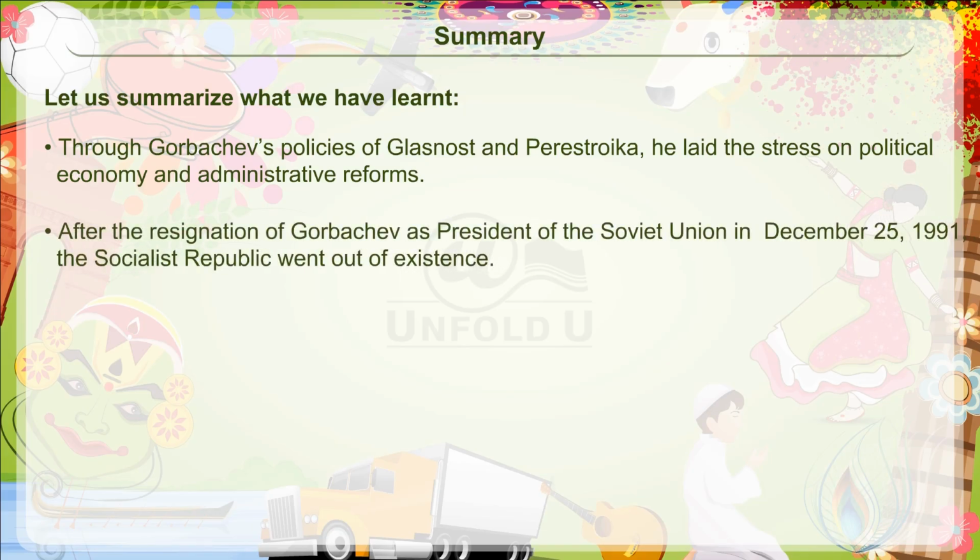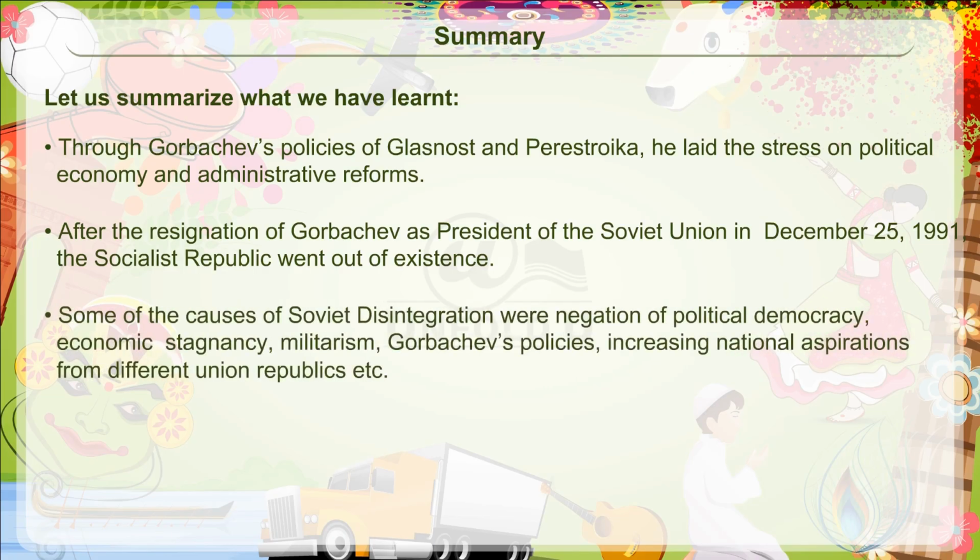After the resignation of Gorbachev as President of the Soviet Union on December 25, 1991, the Socialist Republic went out of existence. Some of the causes of Soviet disintegration were negation of political democracy, economic stagnancy, militarism, Gorbachev's policies, increasing national aspirations from different Union republics, etc.